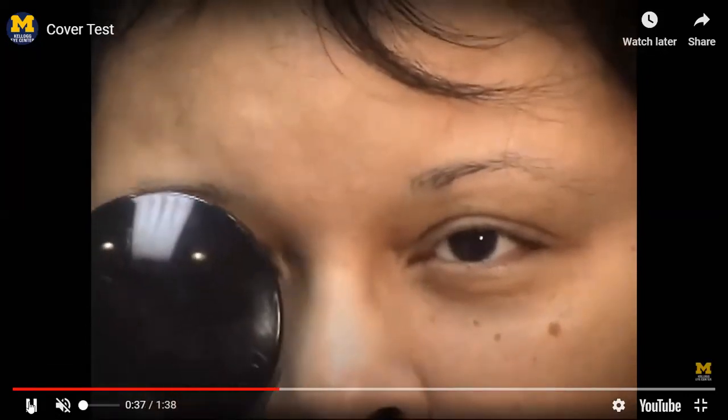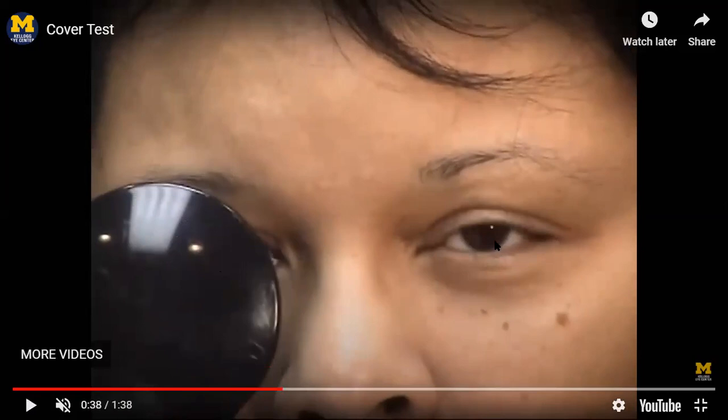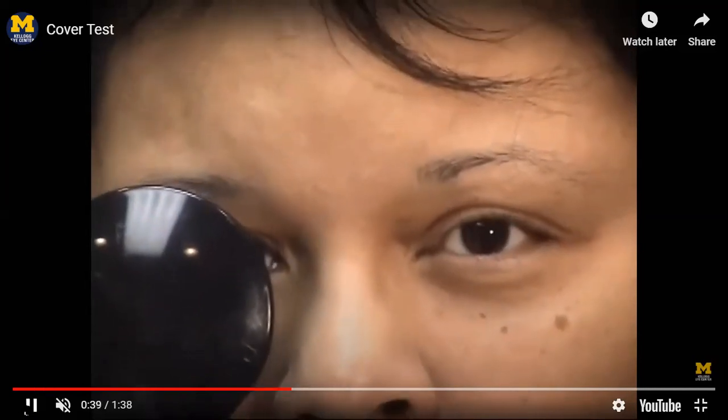As soon as he covers the right eye, the left eye moves outwards. What does this tell us? What do we understand from this? Right is the fixing one. Okay, yes, that is correct. We are understanding that this person was using her right eye to fix. As soon as we block the right eye, the left eye has moved to take fixation. That is correct. So what happens when he removes the cover?